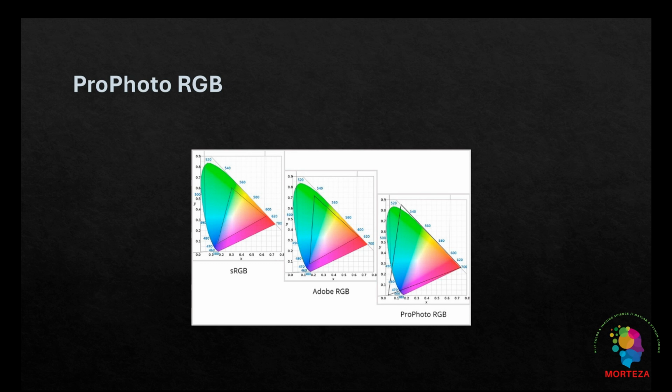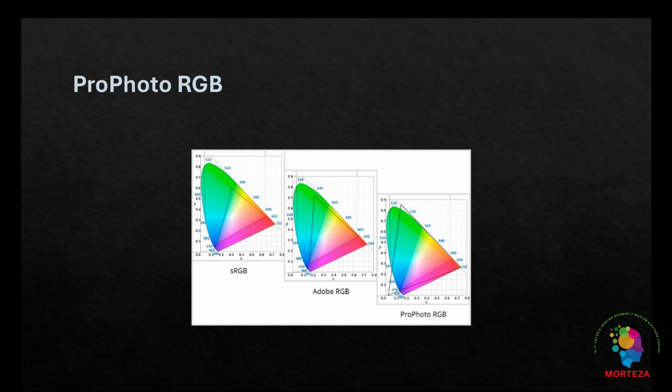ProPhoto RGB has an extremely large gamut, even encompassing colors that the human eye cannot perceive. This ensures that almost every visible color can be represented, making it ideal for preserving detail in high-quality photography or scientific imaging. The primaries for ProPhoto RGB cover an exceptionally wide range, even beyond visible color in some cases. This ensures that no significant color data is lost during editing, especially in raw formats. It has a gamma value of 1.8.